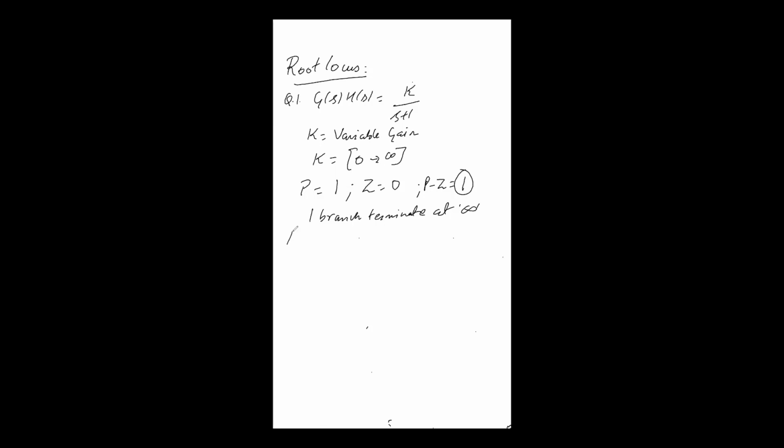Now the location of poles and zeros we can also see. The location of the pole is given by s equal to -1. The pole is present at -1, and we generally denote a pole by a cross. And there are no zeros, so there is no point in calculating zeros.